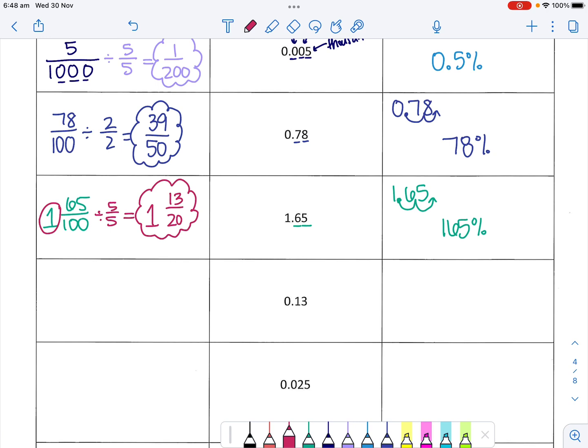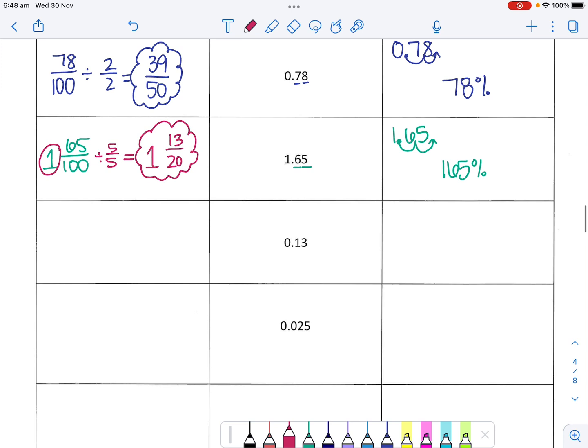So when it's a percent bigger than 100%, my fraction is going to be represented as a mixed number. Just make sure you don't lose that whole number in the process of simplifying. 0.13, here's my decimal, 1, 2 jumps to the right, so 13%. And then I'm going to count 2 decimal places, so 13 over 100, and this one's a simple one, it does not need to be simplified.